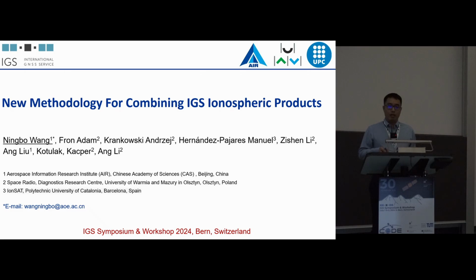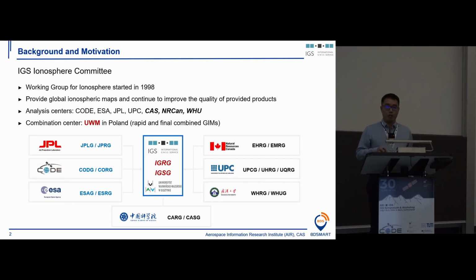As we all know, the Ionosphere Committee, previously the Ionosphere Working Group, was established in 1998. This working group provides the Global Ionospheric Maps and continues to check the possibility to improve the quality and continuity of the provided final and rapid GIMs.